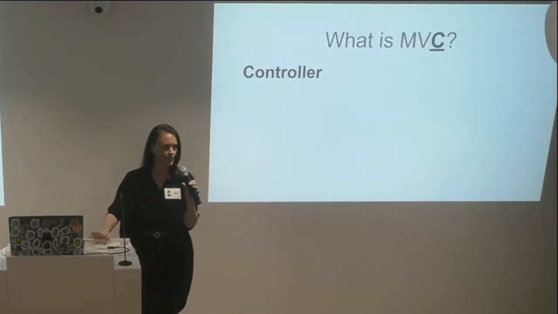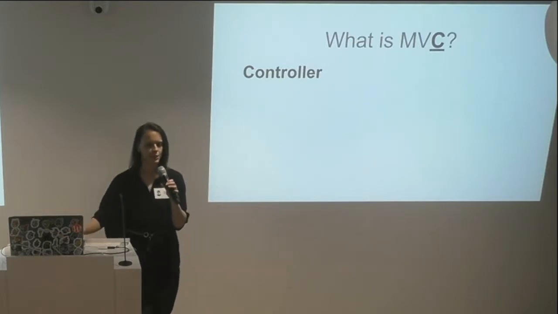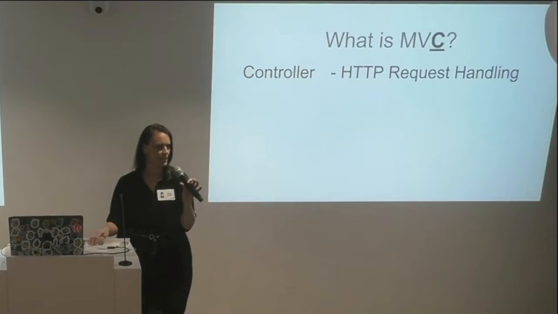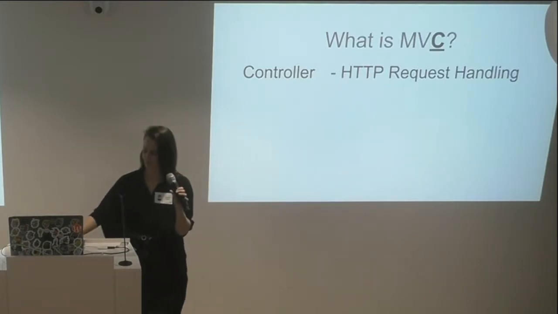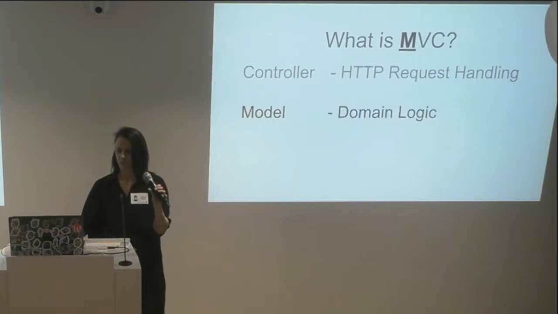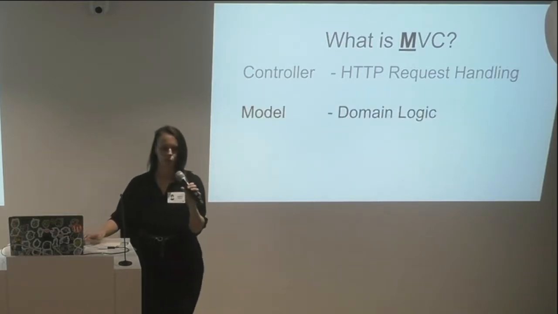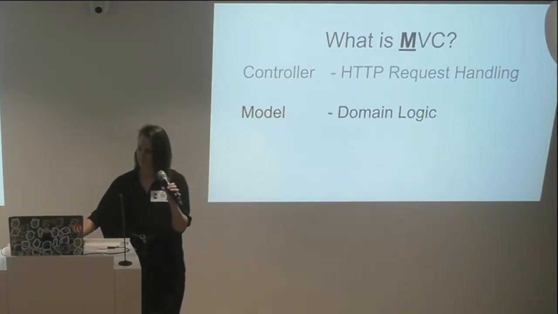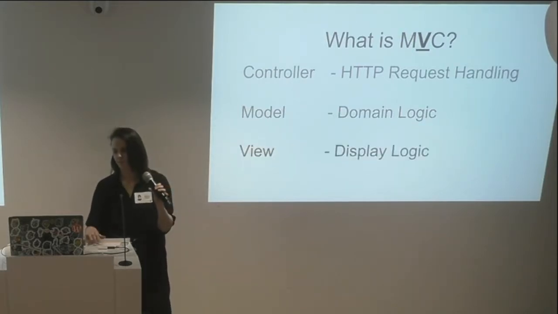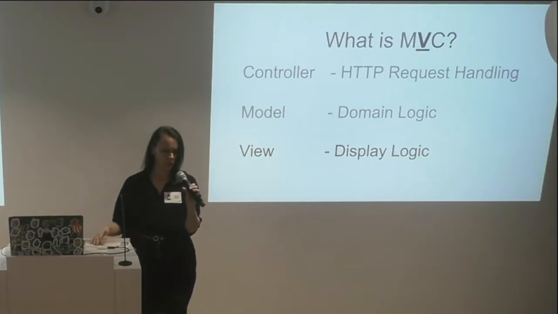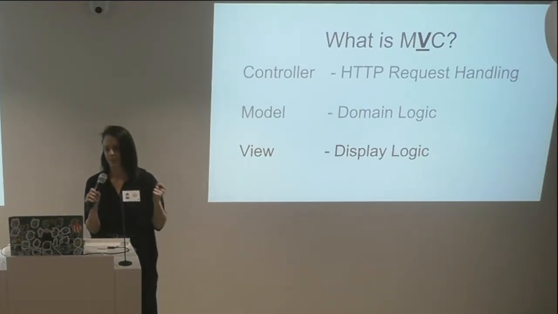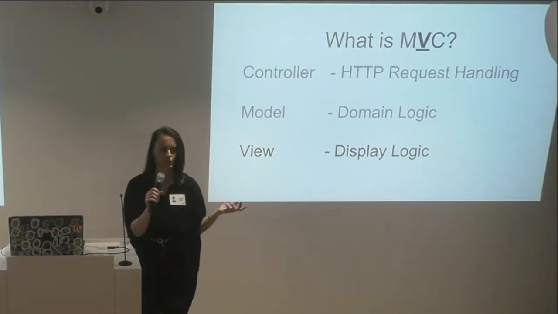The C in MVC stands for controller. Controllers manage your web application's HTTP requests. The M stands for model. Models are typically where your domain or business logic lives. And the V stands for view. This is where you'll find all of your display logic, telling the page how things will actually look. This is where your HTML, CSS, and JavaScript are going to live.